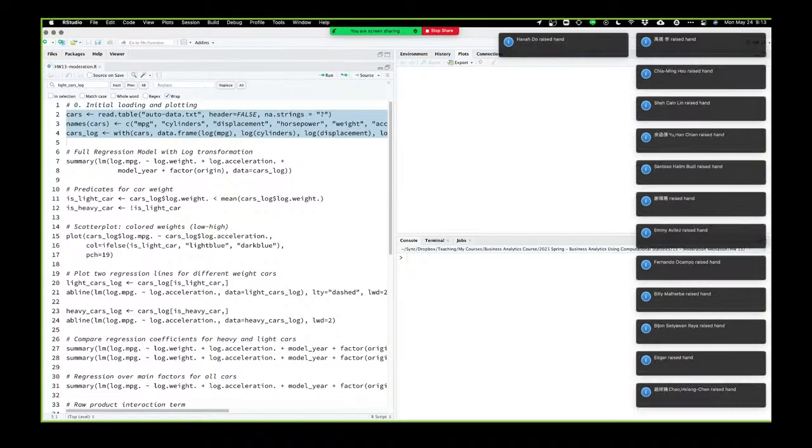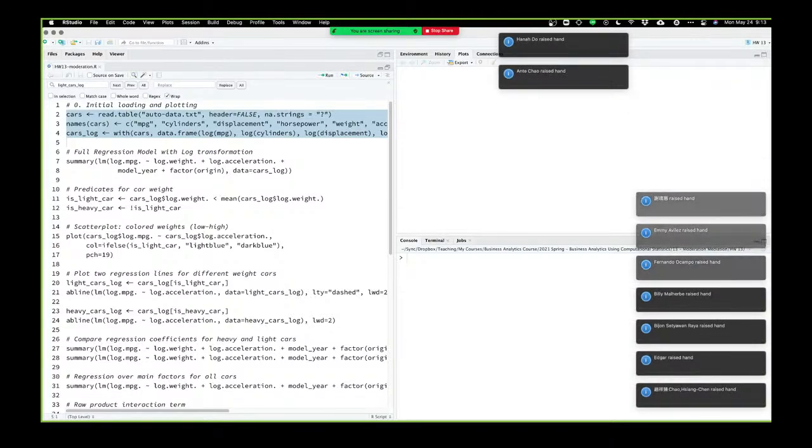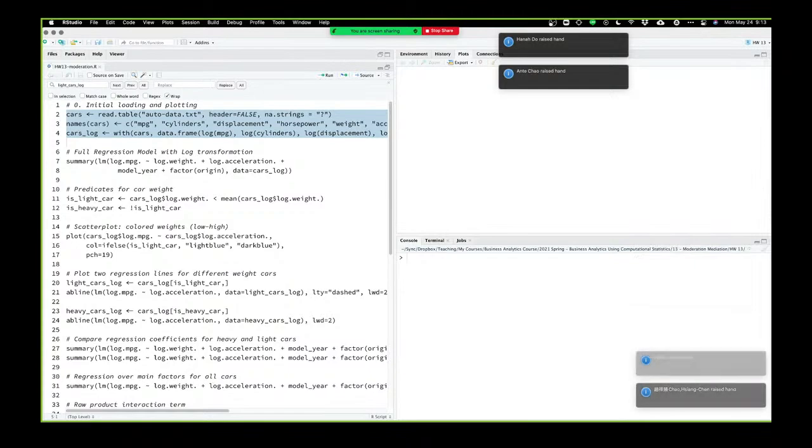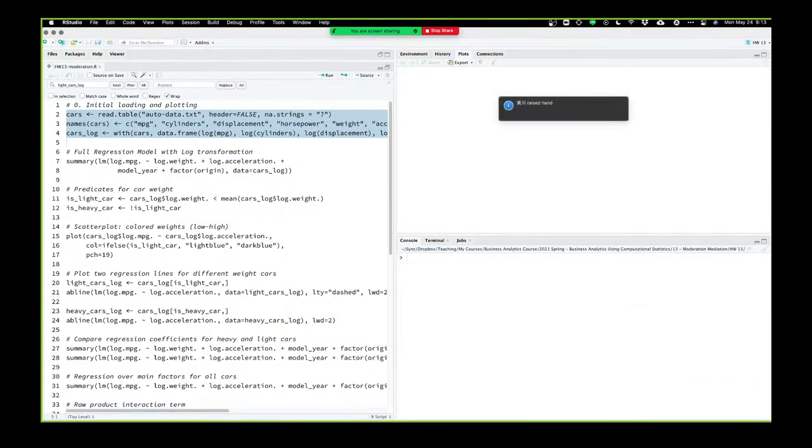All right. So it looks like a lot more of you split it by the log weight. Okay, reasonable. Thank you. All right, so I'm going to lower all those hands.